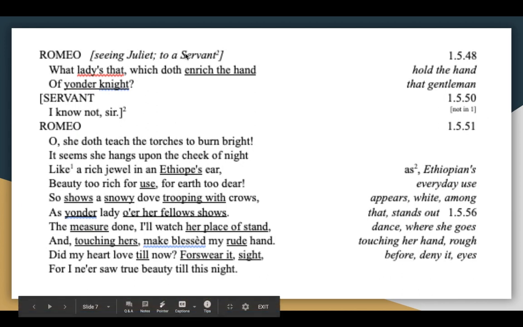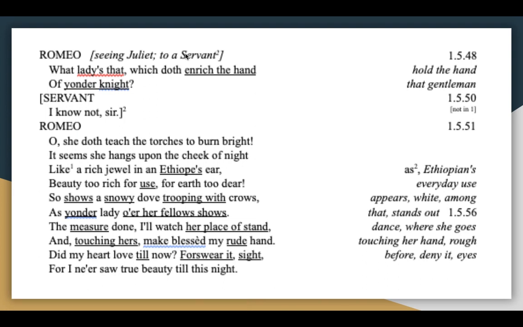So I want you to imagine, really think about the language that was used by Romeo in Act 1, Scene 1 to talk about Rosaline, and then start paying attention to the language he uses now. So Romeo says, "What lady is that which doth enrich the hand of yonder knight?" So which lady is that over there that's holding that knight's hand? They're probably dancing right now, and she's holding the hand of an upper class gentleman. So who's that lady? "I know not, sir."